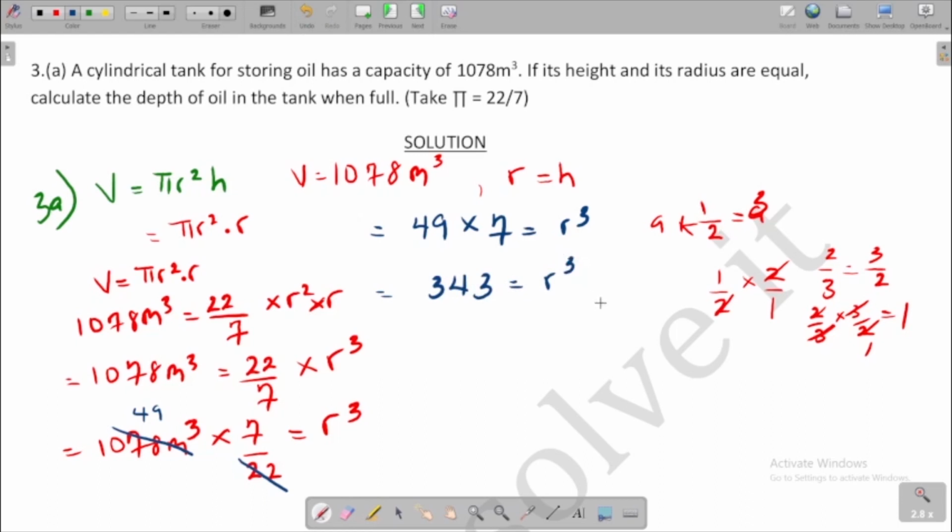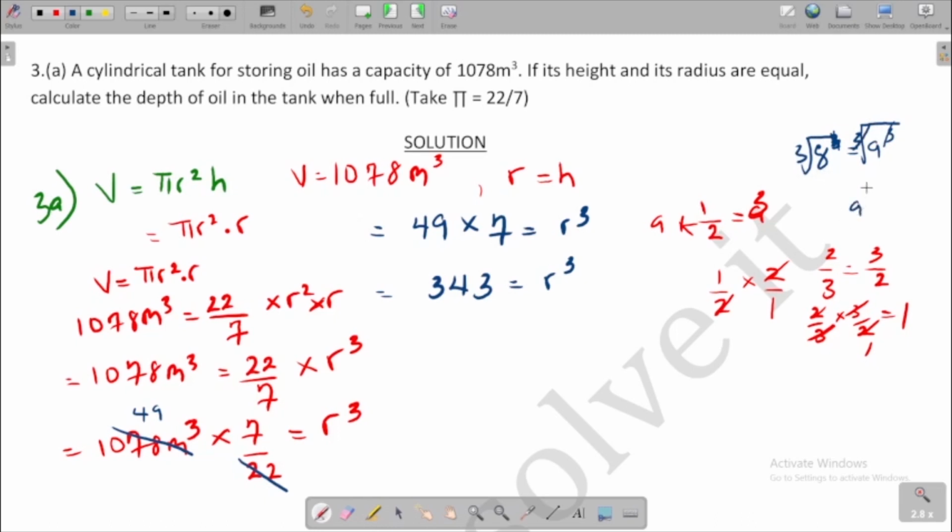So for us to eliminate the power of 3 here, if you have, let's say, a raised to power 3 is equal to 8, for you to cancel this 3, what you have to do is bring the cube root to both sides. This will eliminate this. So you get your answer from here.